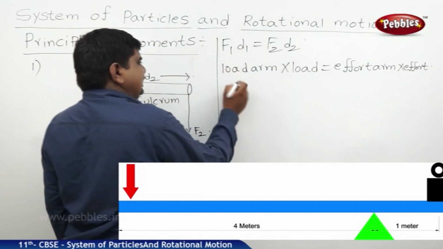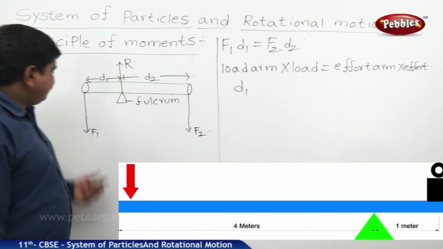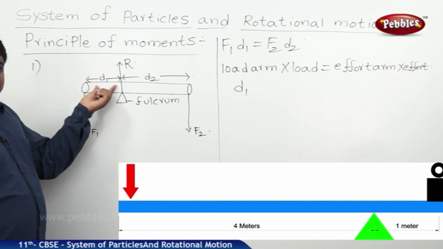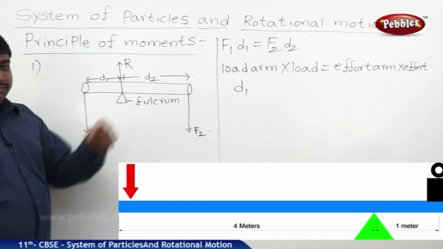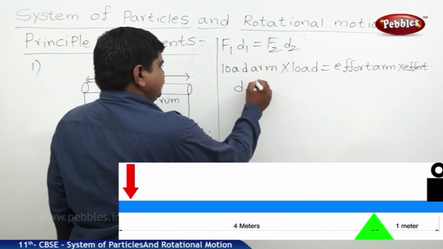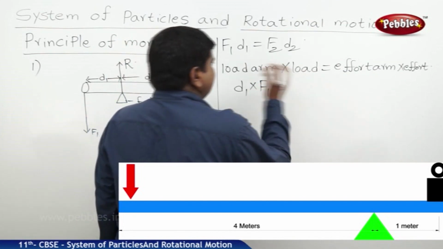Here the load arm is d1. Suppose F1 is the load we applied, so it acts at a distance d1 of the body. That's why it is said to be the length of the load. That's why it is said to be load arm d1 into load F1 is equal to effort arm.